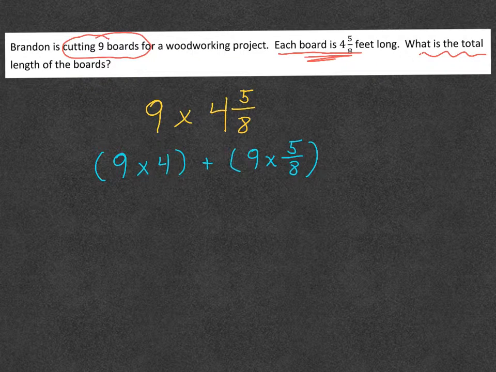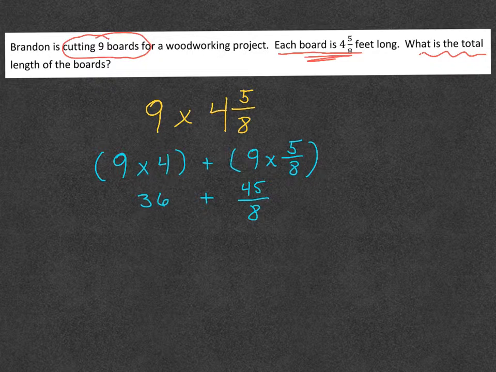When we multiply, we've got 36 on this side, and 9 times 5 is 45 over 8. But, my friends, 45/8 is a fraction greater than 1. We'll call it an improper fraction. So we want to pull out the wholes in 45/8 to make a mixed number. 8 times what gives us close to 45? 8 times 6 is 48, which is too high. 8 times 5 is 40, which is close.